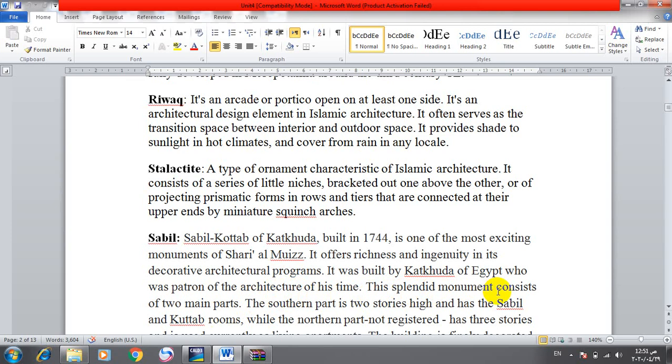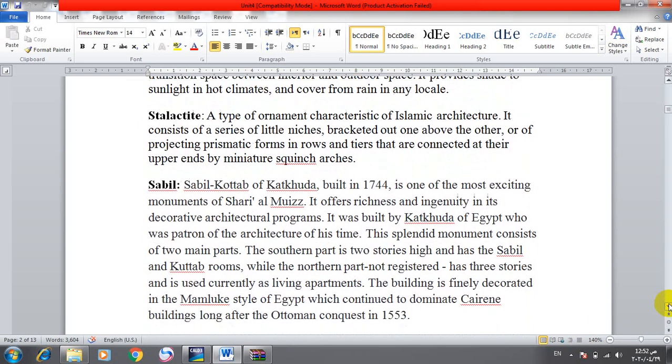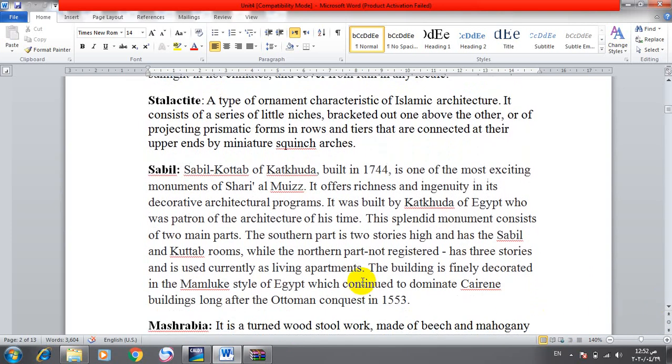This splendid monument consists of two main parts. The southern part is two stories high and has the sabil and kuttab rooms, while the northern part, not registered, has three stories and is used currently as living apartments. The building is finely decorated in the Mamluk style of Egypt, which continued to dominate Cairene buildings, Mabani al-Qahiriyya, long after the Ottoman conquest in 1553.